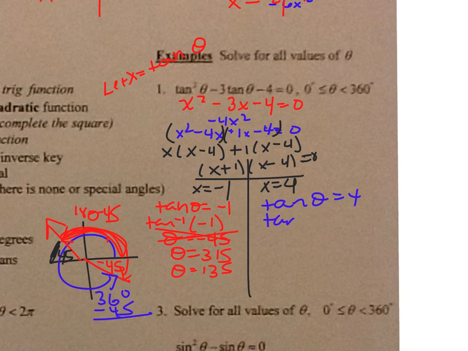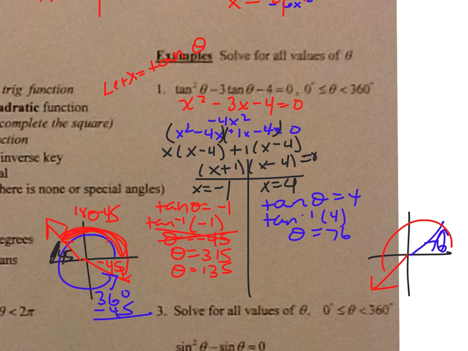So we do second tan, 4, and theta comes out to be 76. Okay, so let's draw a picture. 76 degrees is in quadrant 1. Let's see what quadrants we need to be in. So tan is positive, positive 4. Tan is positive in quadrant 1 and quadrant 3. So I need the angle that terminates in quadrant 3 now, this angle.